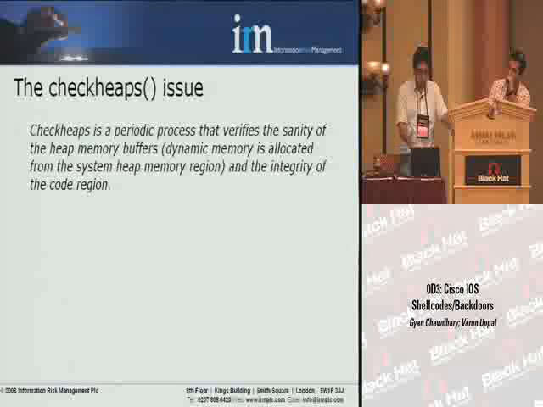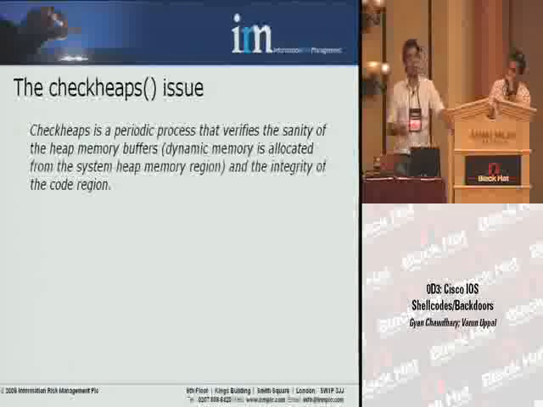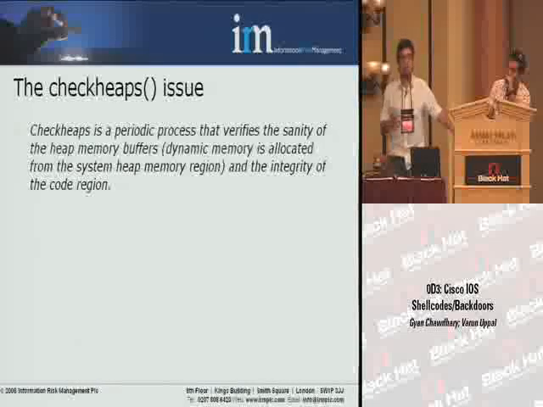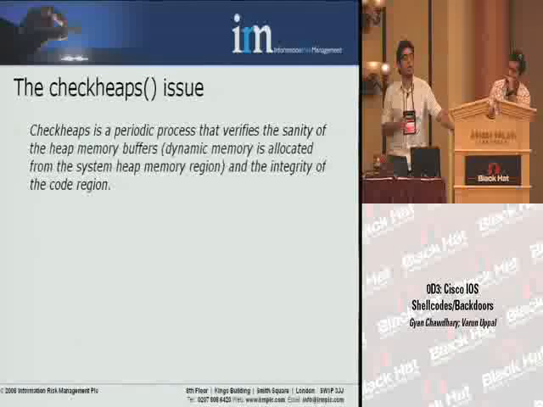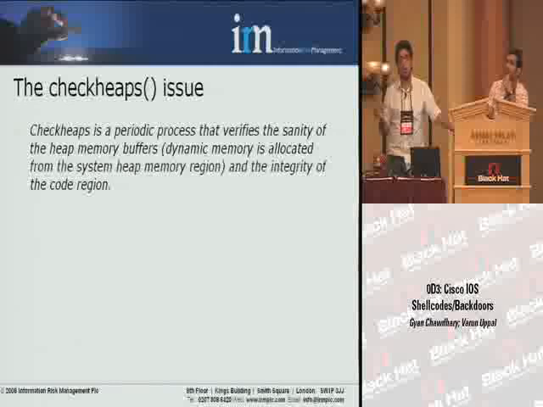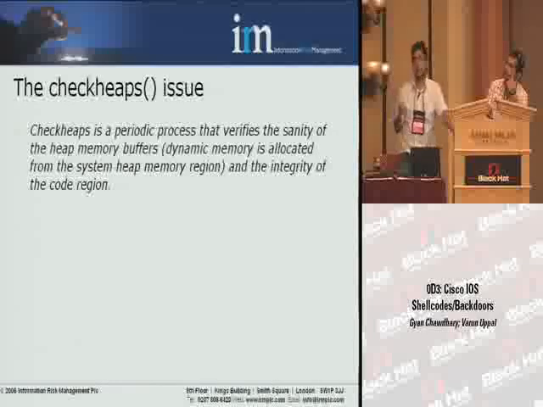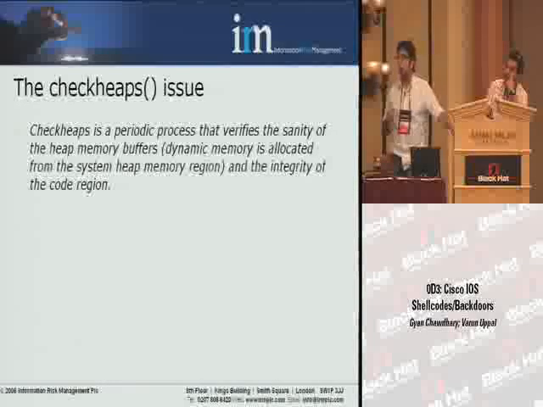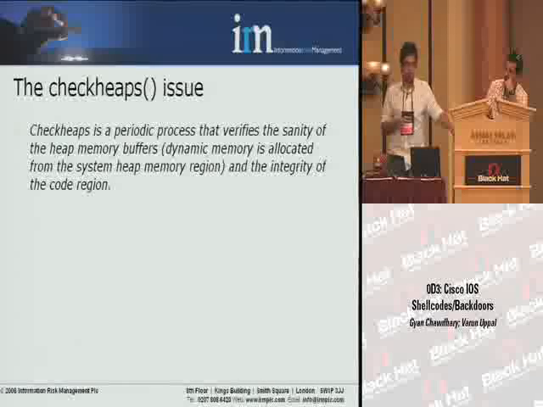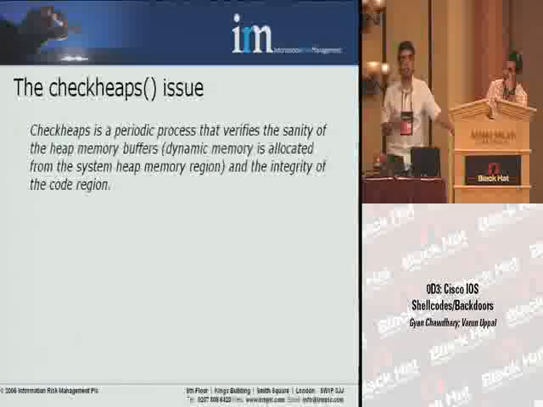So that's what the process does, and this is exactly what made it difficult, because most of the buffer overflows in IOS happen in heap memory, and the minute you corrupt any linked list or pointers, Checkheaps will detect it and just reload the router.